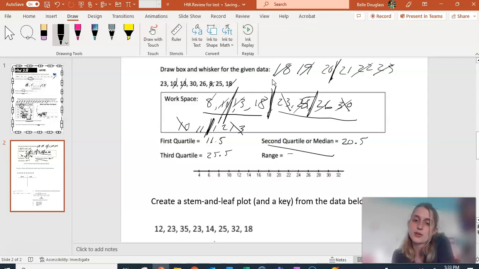Range is the maximum, 30, minus the minimum, 8. That gives you a range of 26.